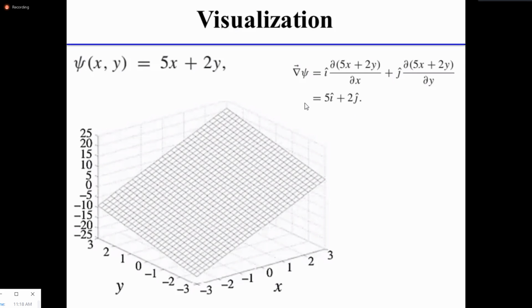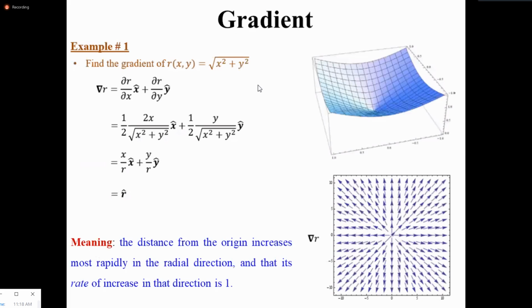So I gave you other examples like r of x comma y equals square root of x square plus y square. If you consider a 2D plane, x square plus y square can also be written as r square, and then you will get the same thing as r. When you took gradient of it, we found out that it was r cap.